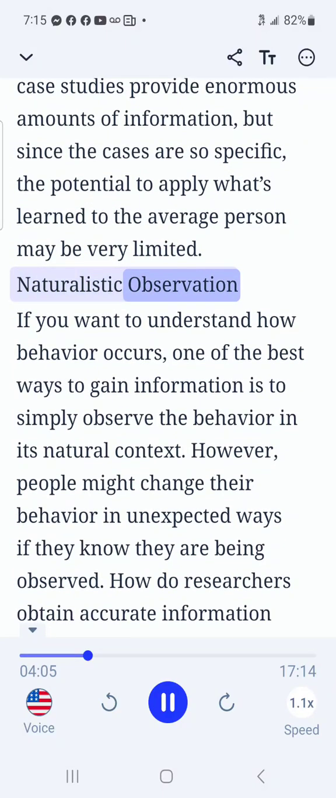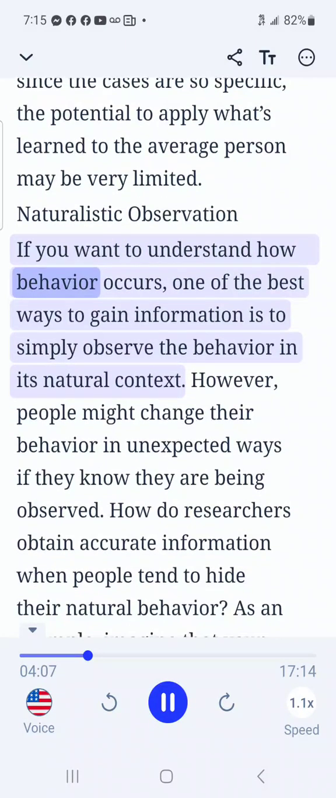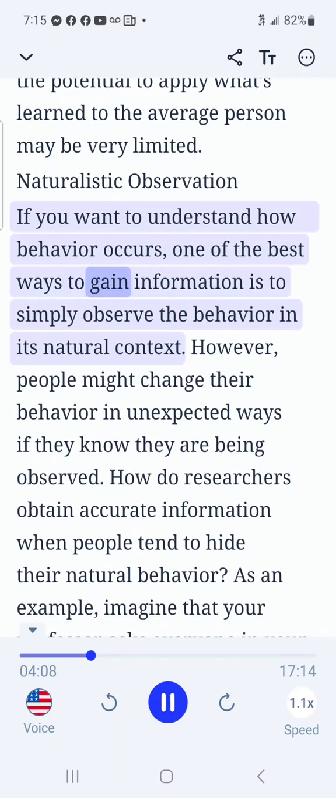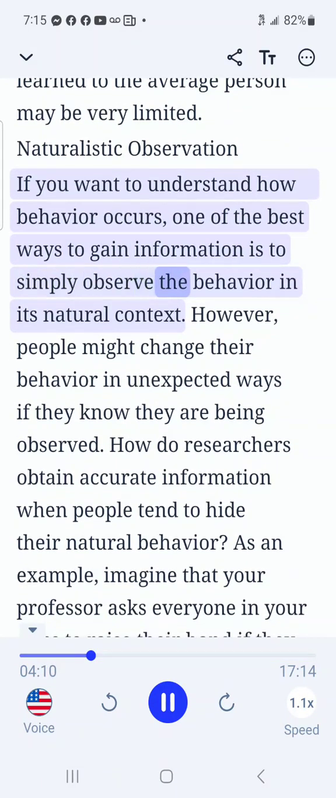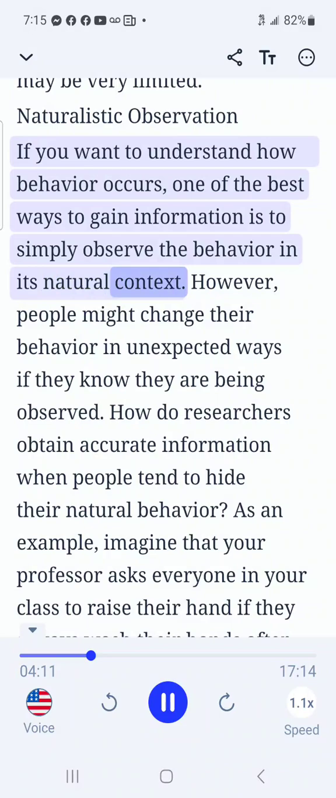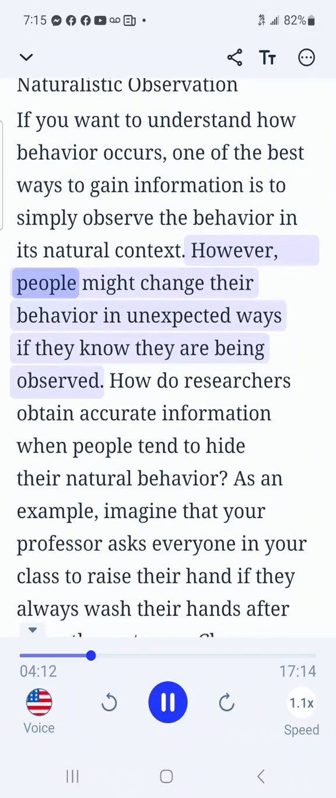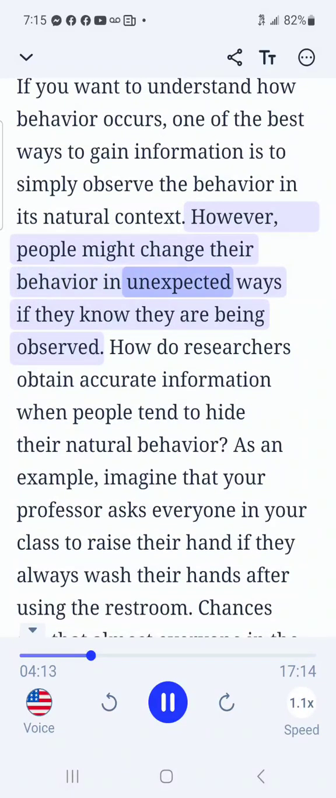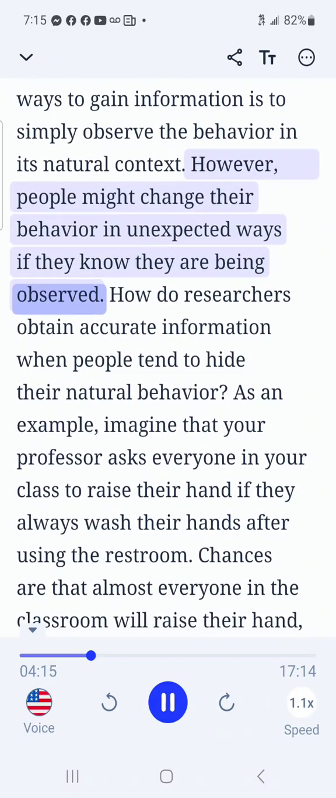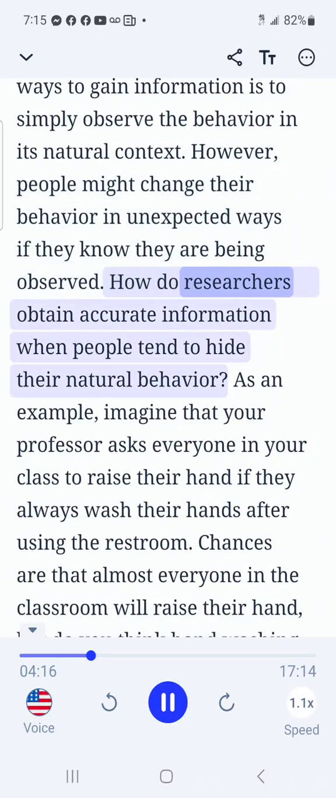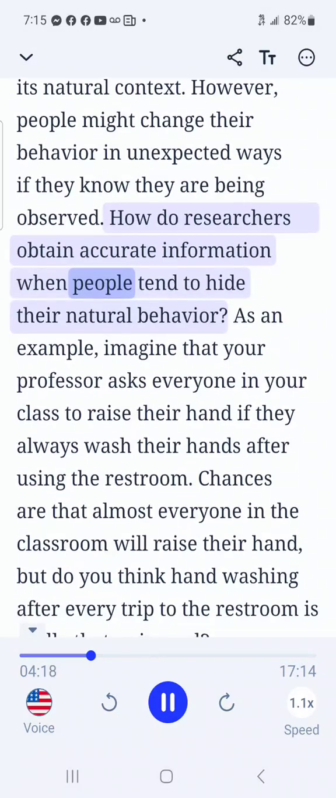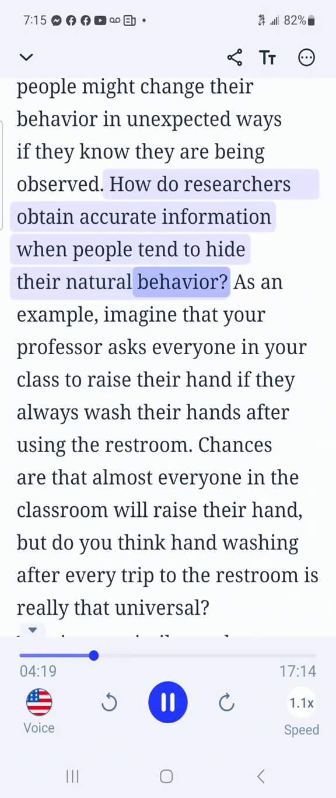Naturalistic observation. If you want to understand how behavior occurs, one of the best ways to gain information is to simply observe the behavior in its natural context. However, people might change their behavior in unexpected ways if they know they are being observed. How do researchers obtain accurate information when people tend to hide their natural behavior?